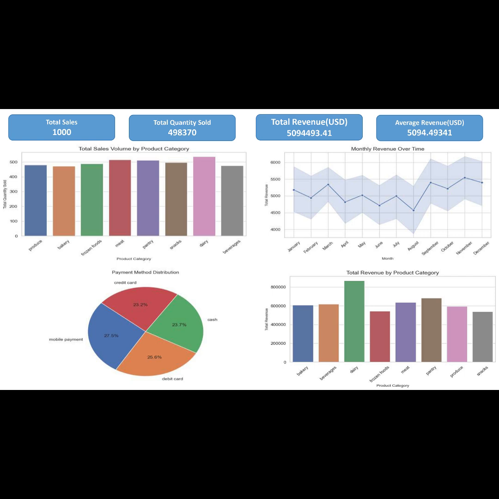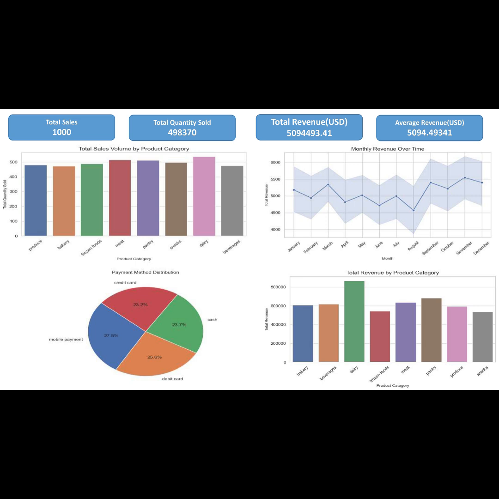Payment method distribution. Popular payment methods are mobile payment and debit cards. They are the most popular and account for over half of the transactions. This suggests a trend towards digital and card-based payment. Now, we have cash and credit card usage. They are less frequently used, but they still represent a significant portion of transactions. This indicates a diverse range of payment preferences among customers.